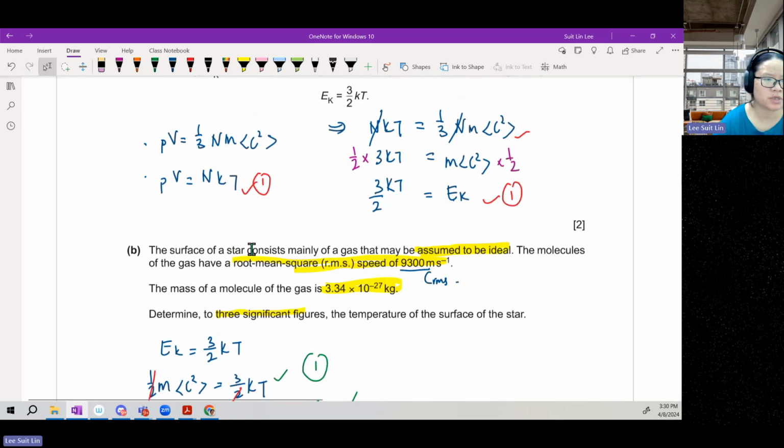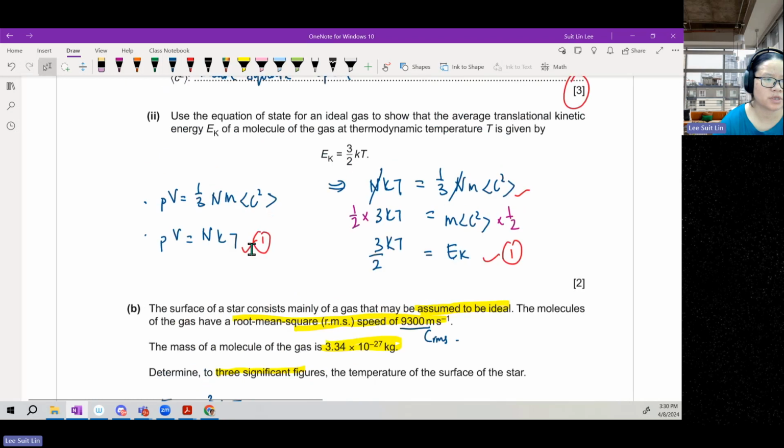I want to point out here in this derivation section, right? The PV equal to NkT is an M1 mark. Those of you who are good in maths and have a tendency to skip steps, right? This is why you should not skip steps.